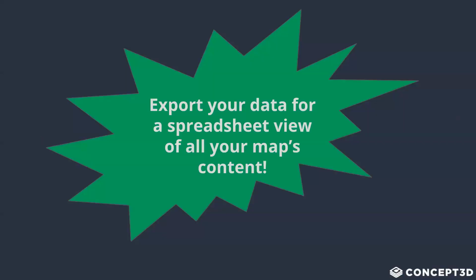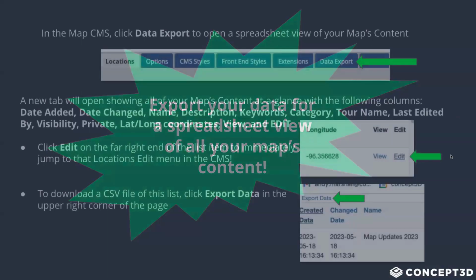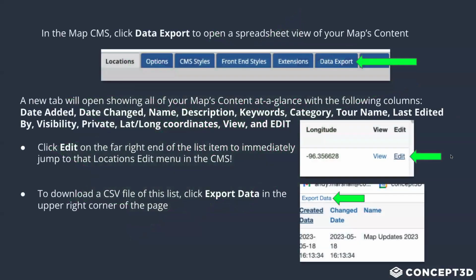So my next tip here is that you can export your data for a spreadsheet view of all of your map's content very easily. Now, we're aware that some people work differently and want to see their map content at a glance and not necessarily dig through the locations menu in the CMS all the time. So on your CMS homepage, if you click on the Data Export tab, a new tab is going to open with a spreadsheet view of all of your map's content at a glance.